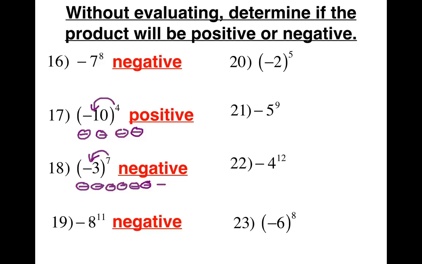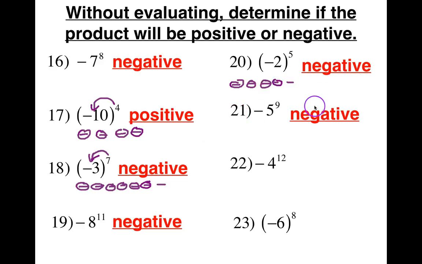Okay, so let's go ahead and see what you got. Number 20, the answer is going to be negative, because there's an odd amount of negatives, which means you're going to have one that's left out. So positive times a negative is going to give you a negative. Number 21 is going to be negative because you're taking the opposite of 5 to the 9th power. Number 22 is negative because, again, you're taking the opposite of 4 to the 12th power.